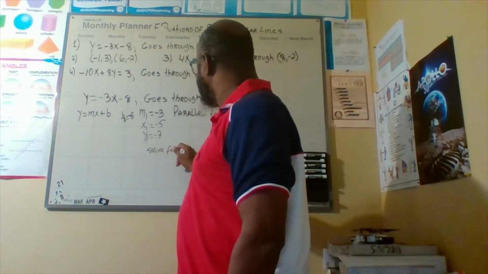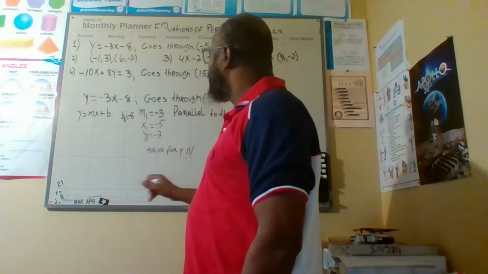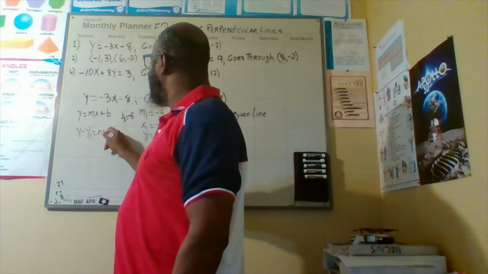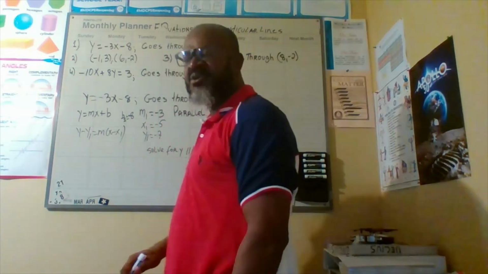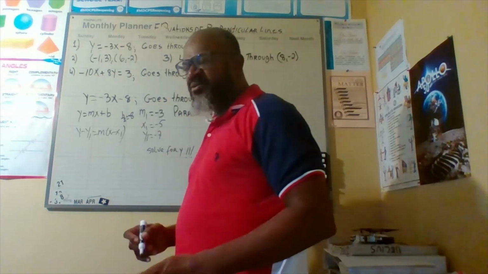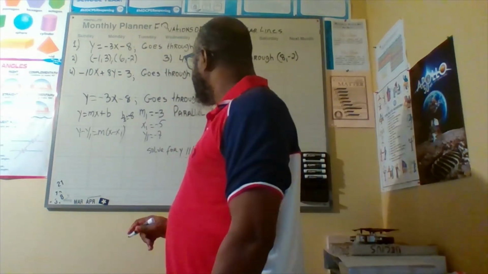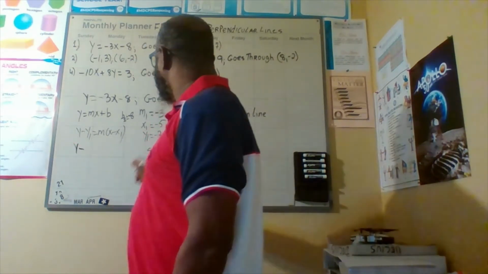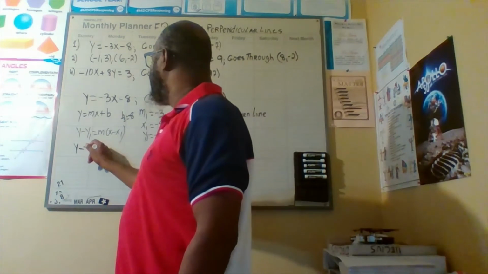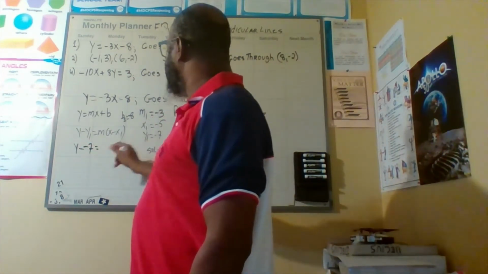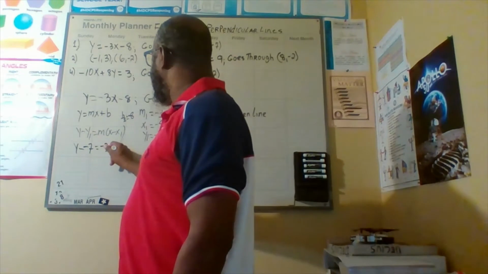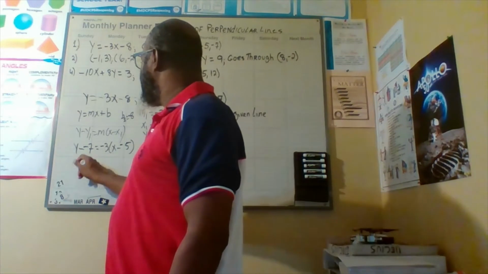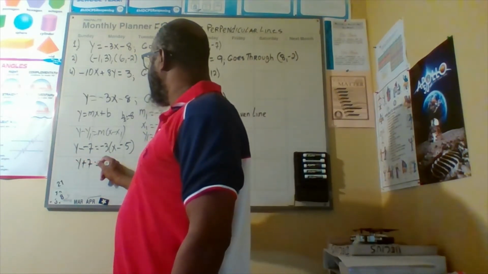That's for the parallel. So we're going to use the formula y minus y1 equal m times x minus x1, which is the point-slope form. So in this case, we will have to insert that information. I will have y minus y1. In this case, y1 is negative 7, so I will have a double negative, equal to this slope, which is negative 3, times x minus x1, which is negative. So I will have y plus 7 equal negative 3 times x plus 5.